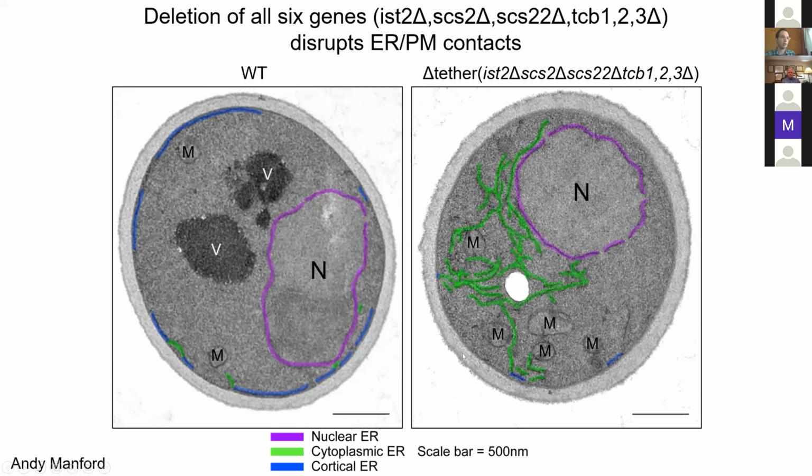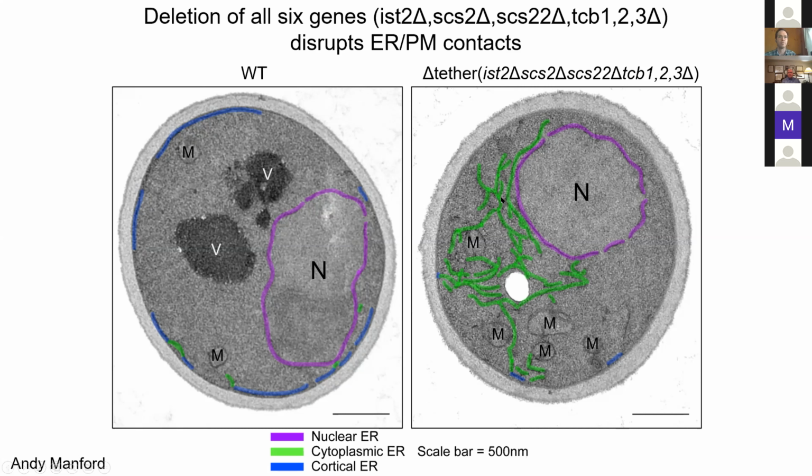It loses almost all of the cortical ER that's in contact with the plasma membrane, and you gain this tangle in the cytoplasm. And interestingly, you can see in this micrograph, the ER is still making contact with other organelles in the cell, for example, like this mitochondria. It's just lost its ER-PM contact.